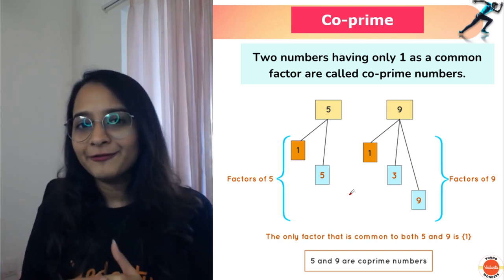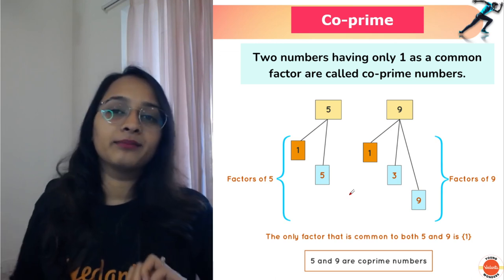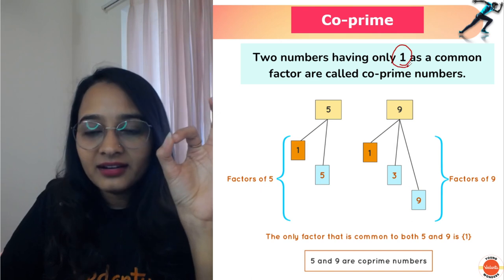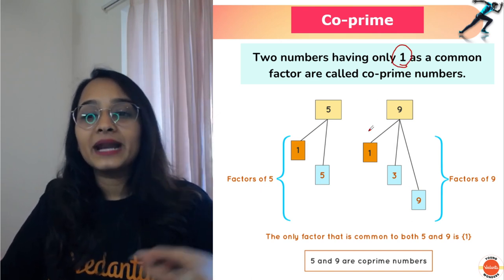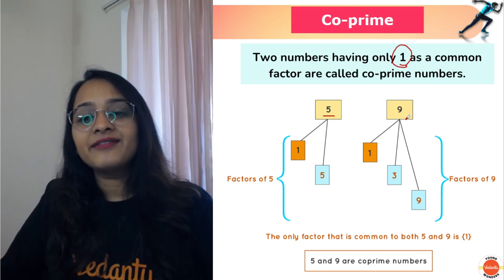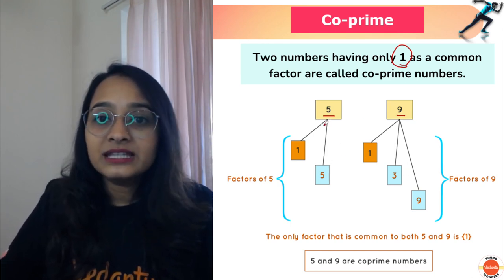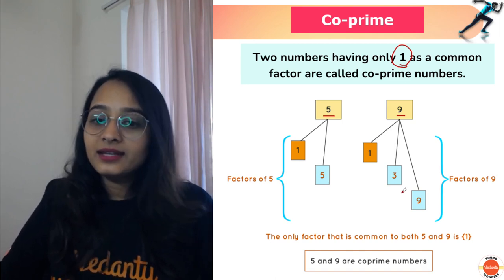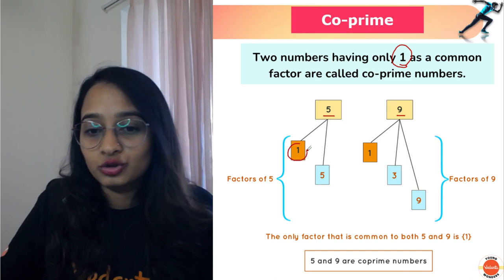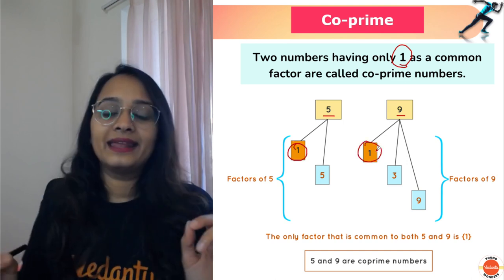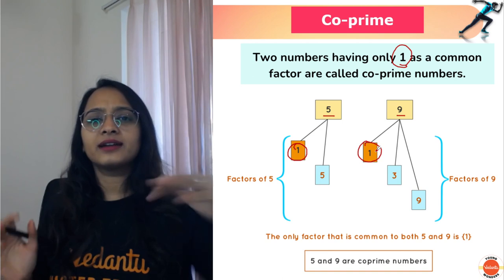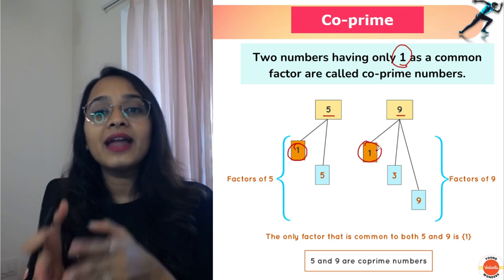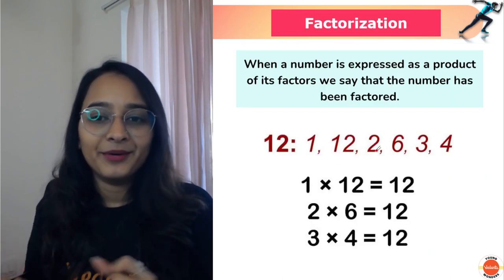Usse pehle you also have to know what are co-prime numbers. Now two numbers jinka only common factor hai 1, they are called co-prime numbers. For example, 5 and 9. So, yahan pe when you see the factors of 5, 1 and 5. Factors of 9, 1, 3 and 9. So, yahan pe common factor kya hai inka? Dono ka common factor hai 1. Hai na? So, the highest common factor and the only common factor they have is 1. So, I can say that 5 and 9 are co-prime numbers.